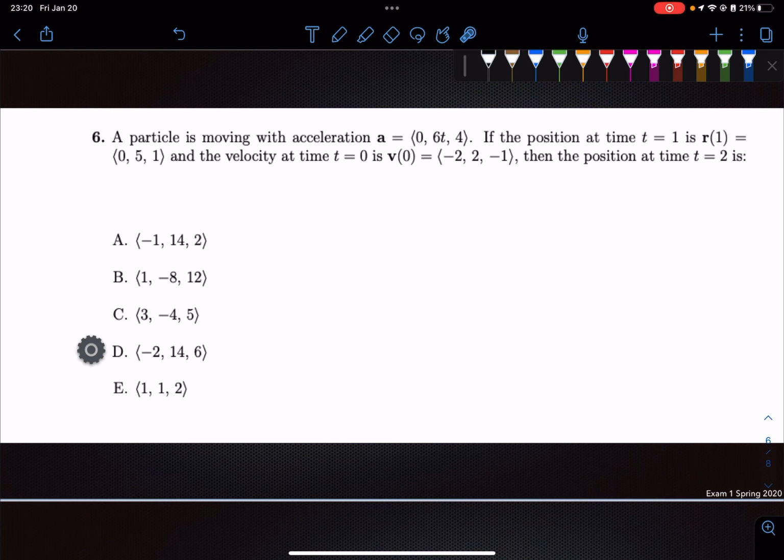This is telling me that this is some sort of motion in space problem, particularly about particle positions. The main giveaway is that we have the acceleration vector, and we also have these initial conditions, r of 1 and v of 0. So these are our initial conditions, and we also need to find the position.